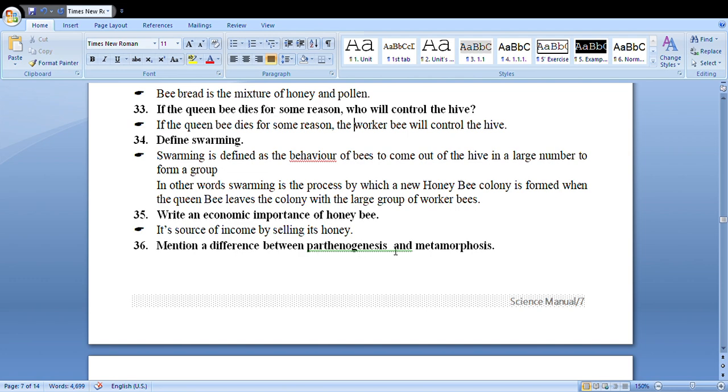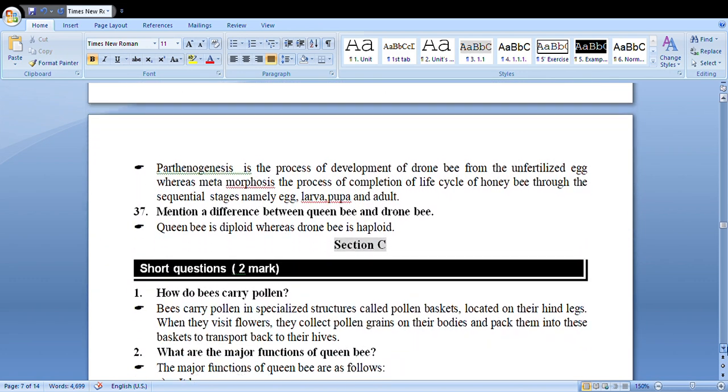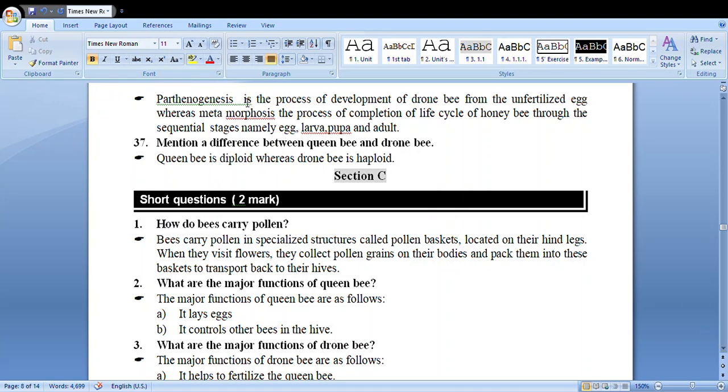Mention a difference between parthenogenesis and metamorphosis. Obviously, parthenogenesis is the process of development of drone bee from the unfertilized egg, whereas metamorphosis is the process of completion of life cycle of insects through the 4 stages, namely egg, larva, pupa, and adult. So that's the main difference. By definition, we can give the difference. So here is also written the same. The parthenogenesis is the process of development of drone bee from the unfertilized egg, whereas metamorphosis is the process of completion of life cycle of honeybee through the sequential stages, namely egg, larva, pupa, and adult.